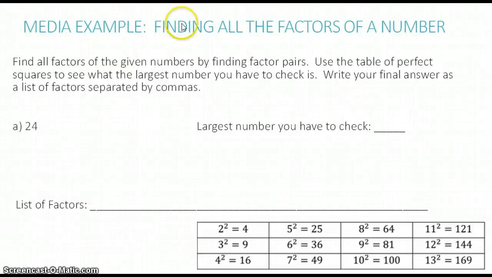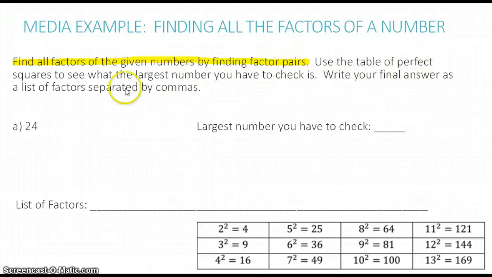In this example, we're going to find all the factors of a number, and we're going to use the results from the last problem to help us do this in a more efficient way. Let's read the directions. Find all factors of the given numbers by finding factor pairs. So this is going to be our method.